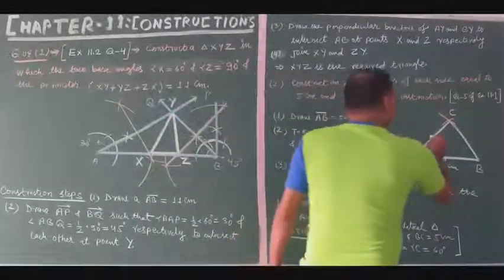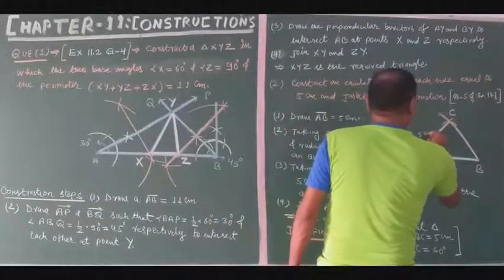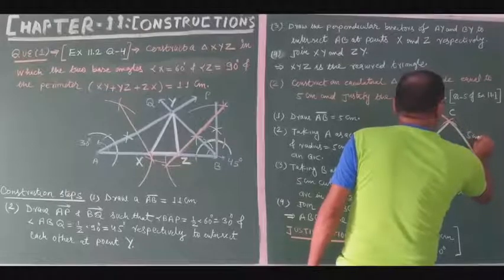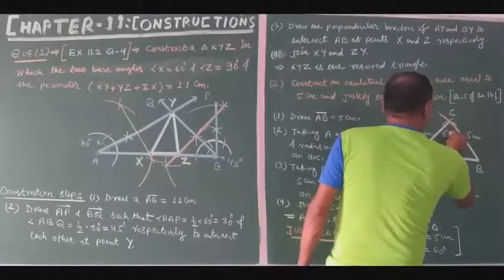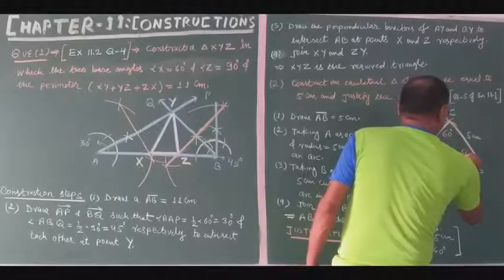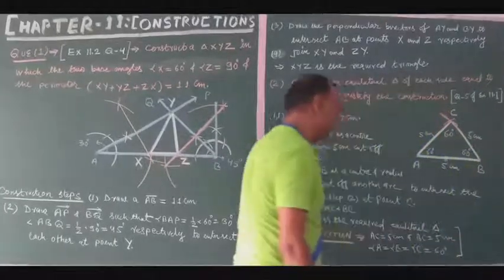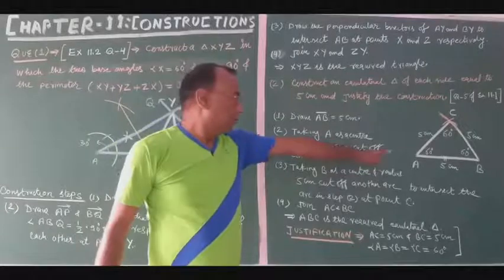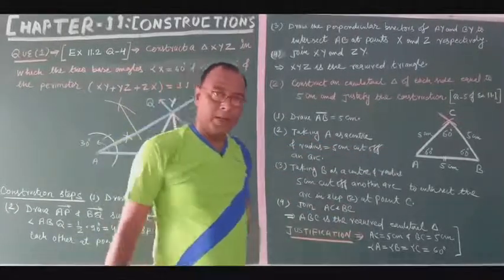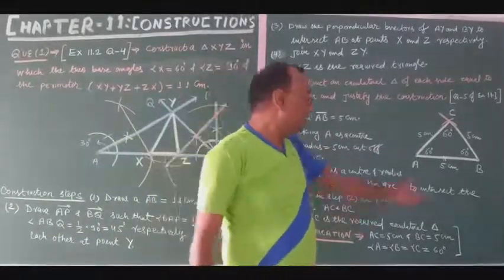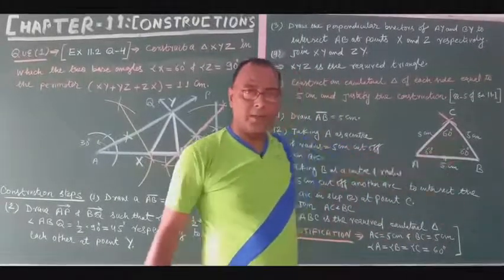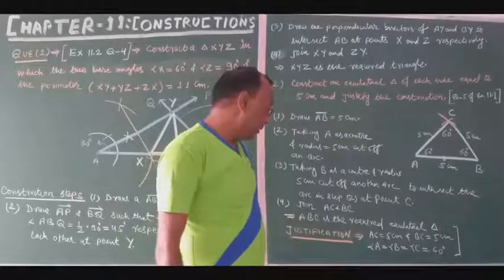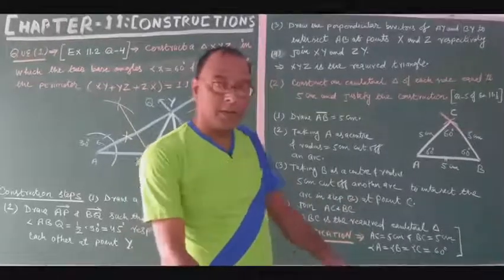This side is also how much? 5 centimeter. This is also 5 centimeter. This angle will come 60 degree. This angle will come 60 degree, and this angle will also come 60 degree. So this happens in an equilateral triangle. All the sides are equal and all the angles are equal to 60 degree. So in this way, the construction is justified.